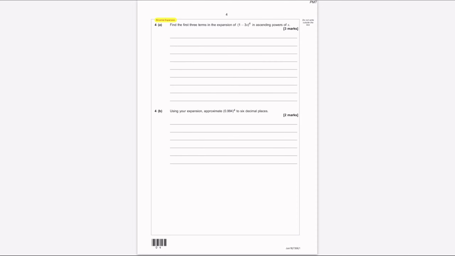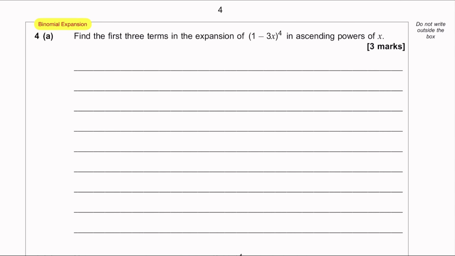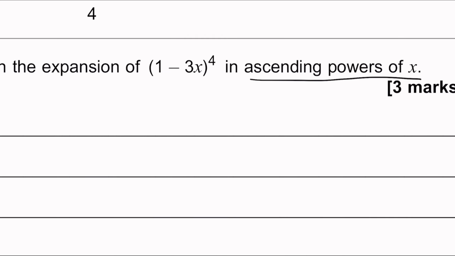Question 4 asks us to find the first three terms in the expansion of this binomial in ascending powers of x. Ascending powers means that the powers are going from a small value to a larger value. In this case, we're looking for the first three terms. This means x to the power of 0, x to the power of 1, and x to the power of 2. These are the terms we're looking for.